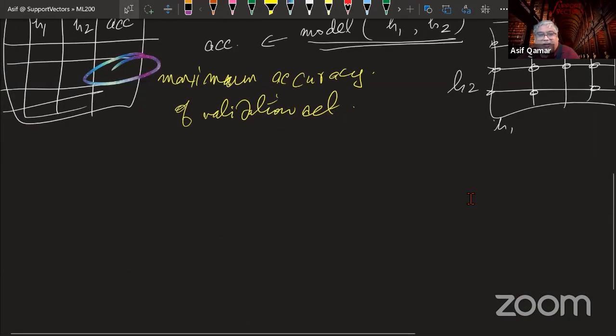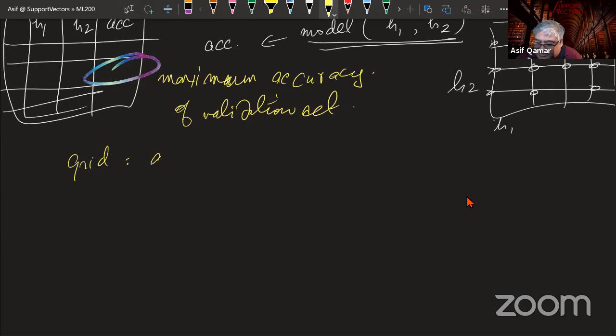Take every possible combination of the parameter values, take some discrete values. That's why the word grid. Grid implies a discrete set of values. And when you take a discrete set of values and you go about searching for it, you'll find some combination that is good.